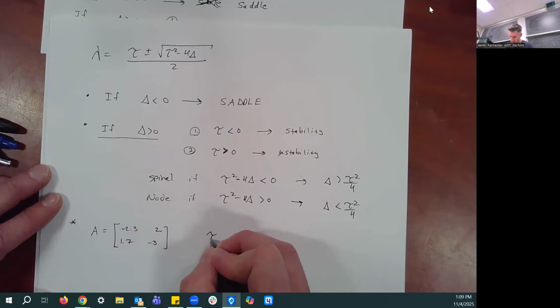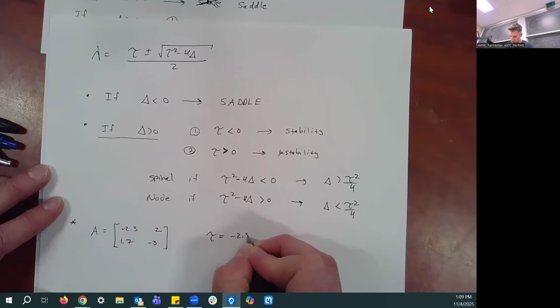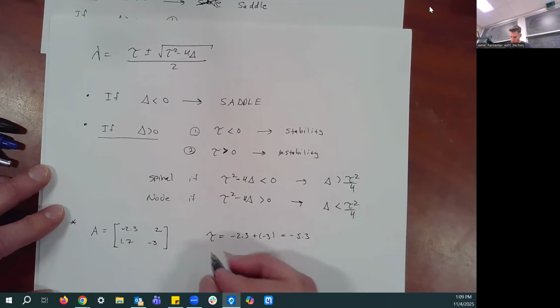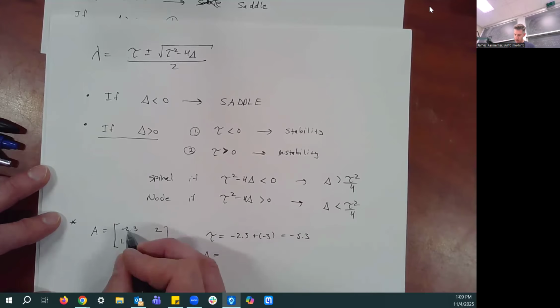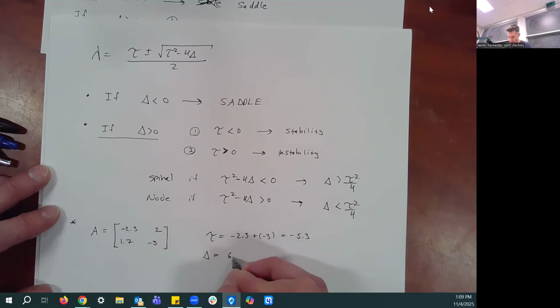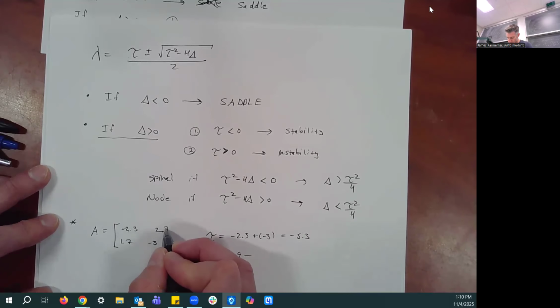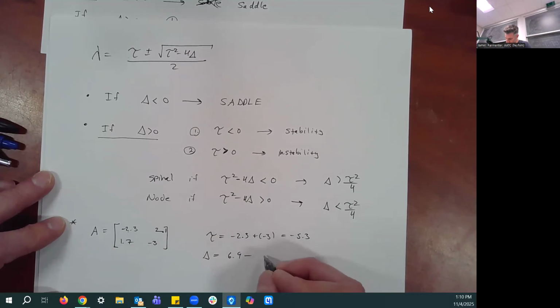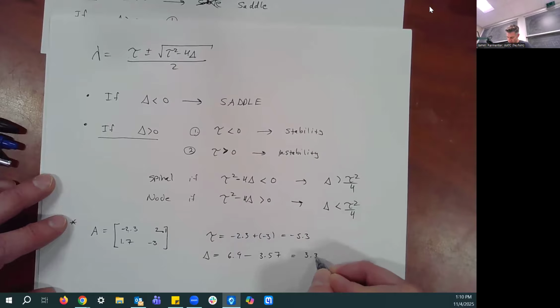Our trace is negative 2.3 plus negative 3, which is negative 5.3. And our determinant is still kind of gross. Our determinant is negative 2.3 times negative 3, which is 6.9, minus 2 times 1.7, which is 3.4. I feel like that was a 2.1. 2 would have been so much easier. 2.1 times 1.7, which was, I forget, 3.57. Oh, yeah, there's a way easier way. Okay, which is equal to 3.33.